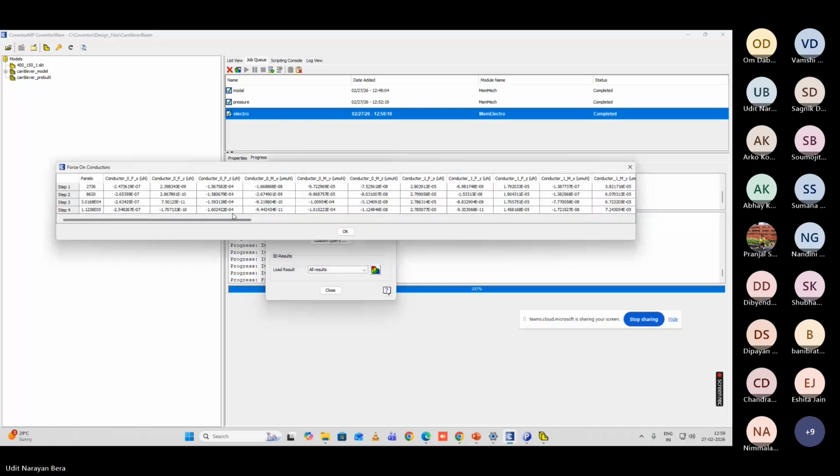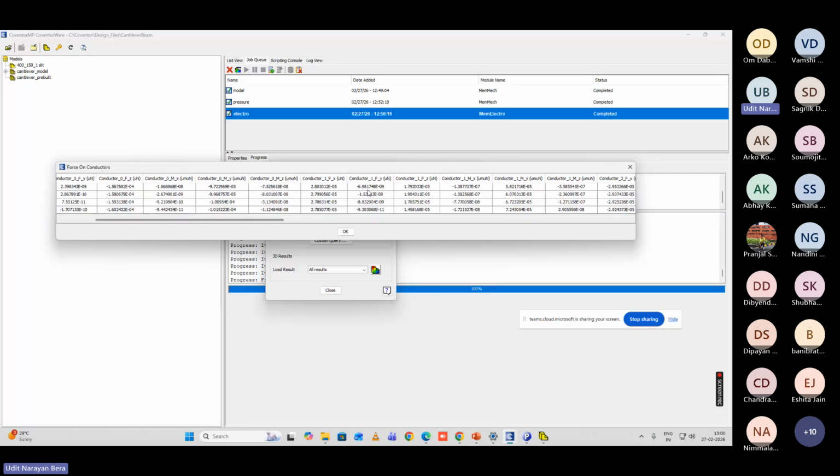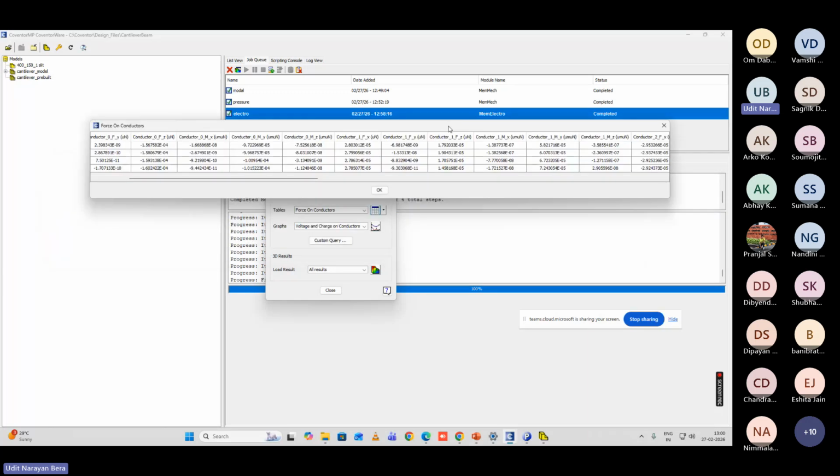Okay, here. So these are the 4 steps. If you want to know why these 4 steps are there in MEM electro, just a couple of minutes ago I have shown you the refining level was 3. That's the reason, that is step 1, 2, 3, 4. So from MEM electro, you can find out the force actually, the electrostatic force.